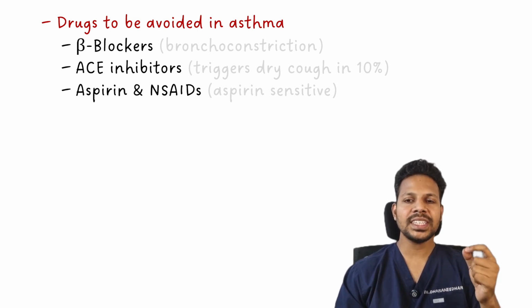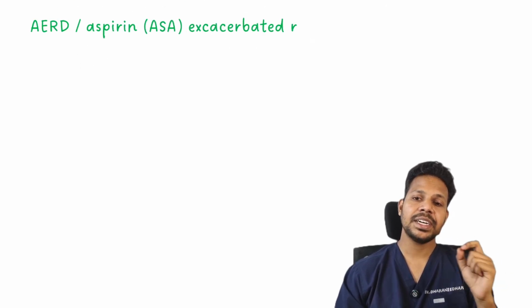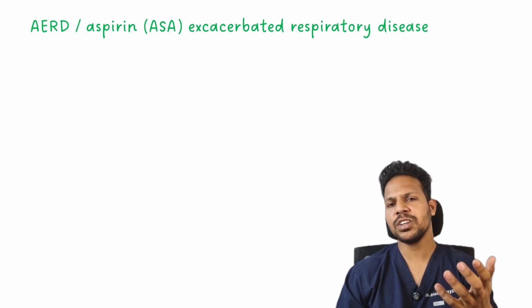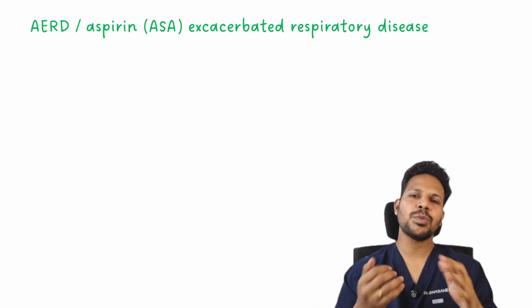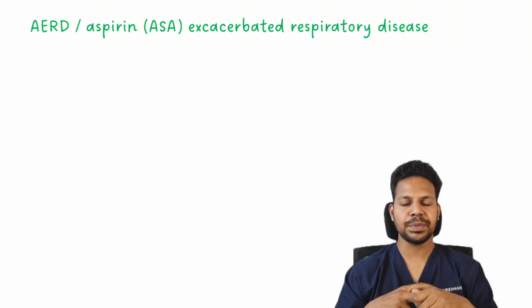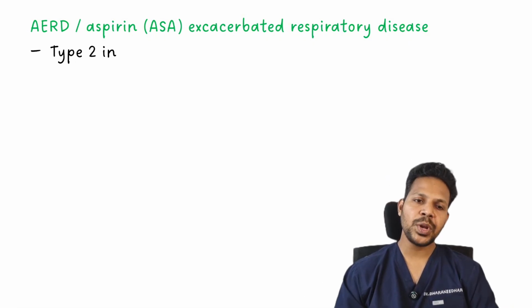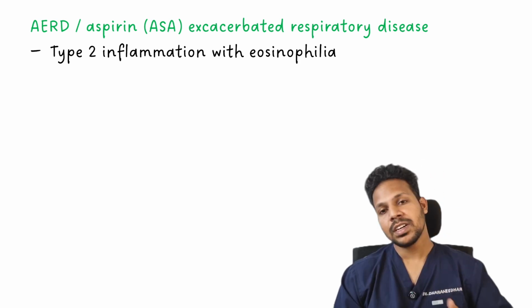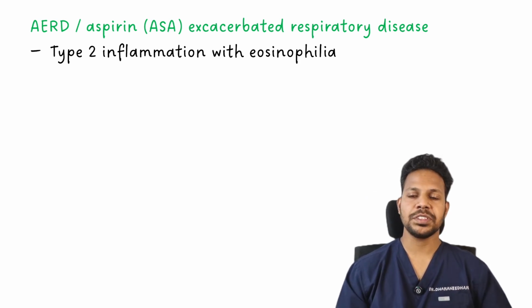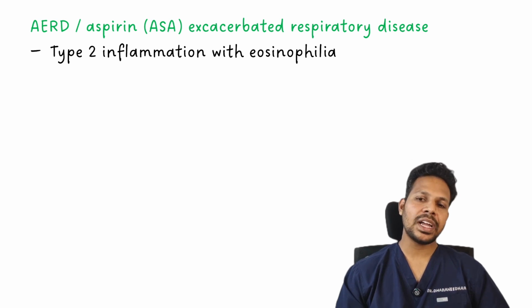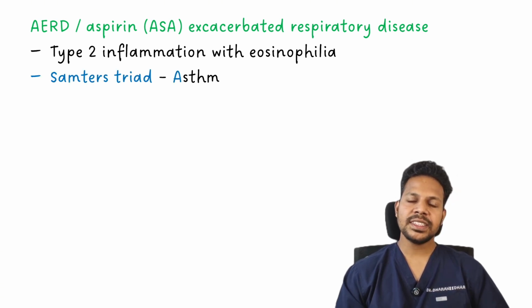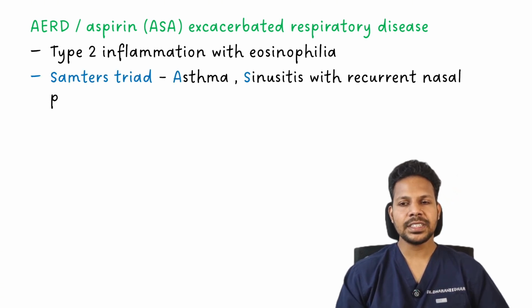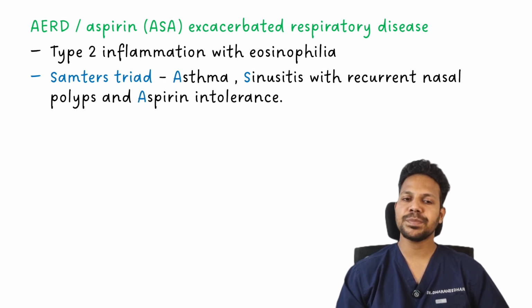There is an entity called AERD, the aspirin exacerbated respiratory disease. The word itself is telling you the patient gets this episode of bronchial asthma with the usage of drugs like aspirin. So this is also a type 2 inflammation with eosinophilia. When there is eosinophilia, it is corticosteroid responsive. There is a specific triad called Samter's triad. It is a triad of asthma, sinusitis with recurrent nasal polyps, and aspirin intolerance.